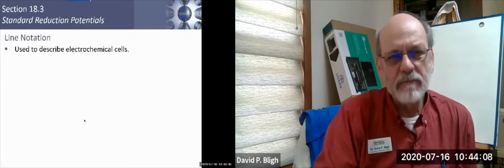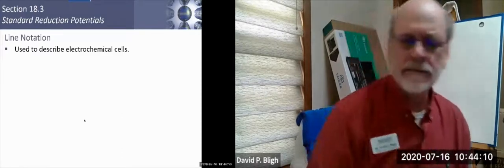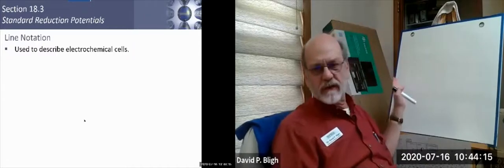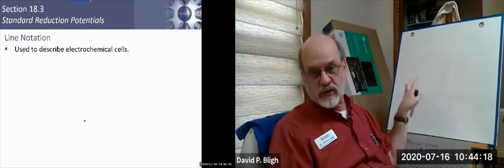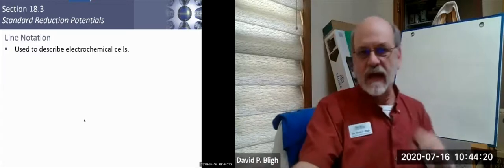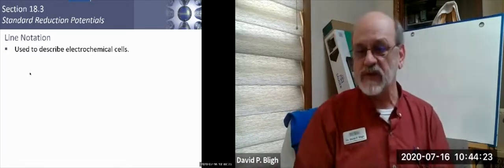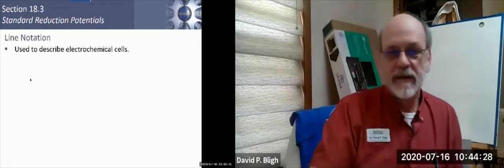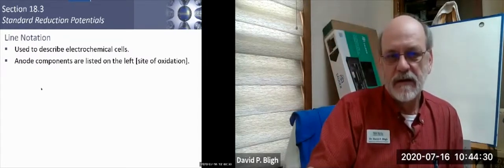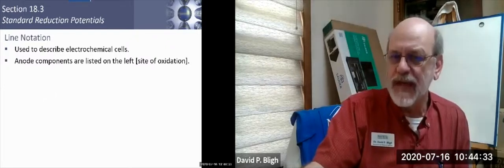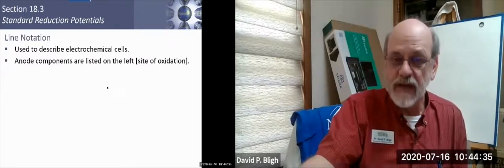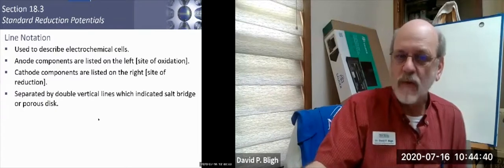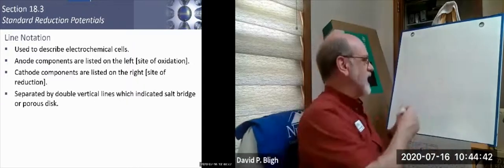Okay, line notation. All right. So remember I said the convention was to put the anode on the left and the cathode on the right when you're drawing your pictures. Line notation is a shorthand way of expressing what's happening in those half cells. So we put the anode components on the left, the site of oxidation, and the cathodes on the right. And we separate the two by a double line.